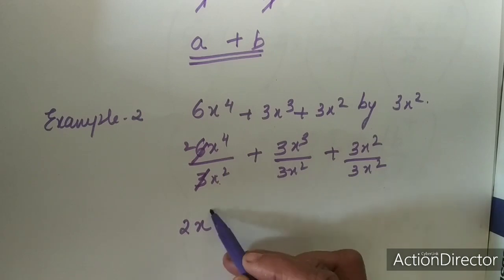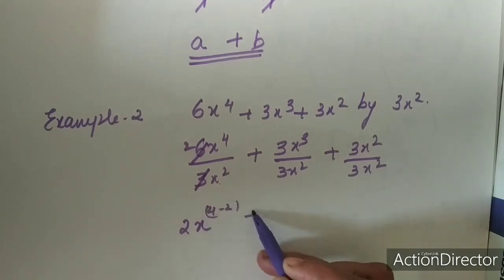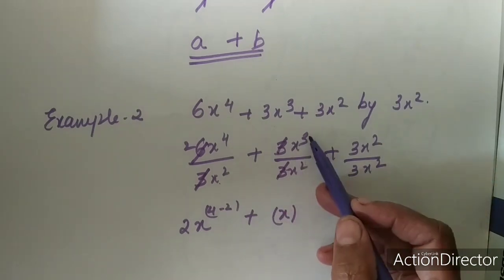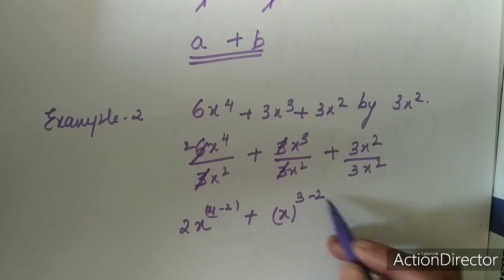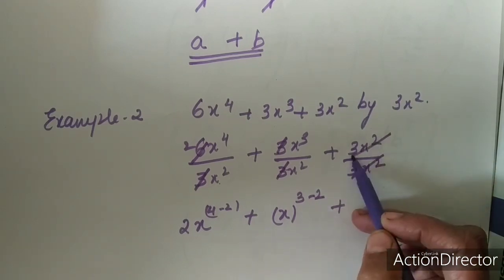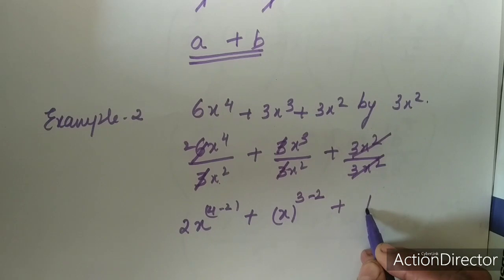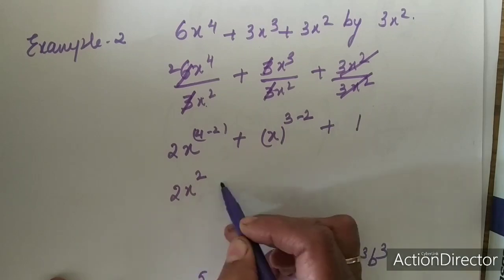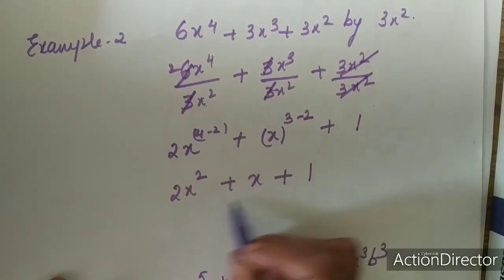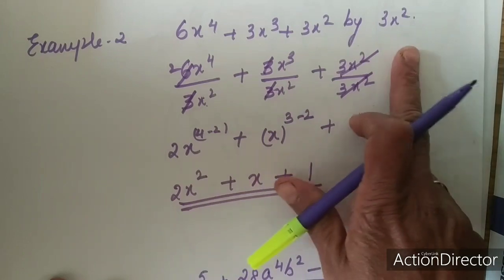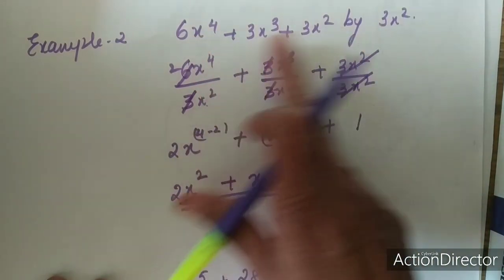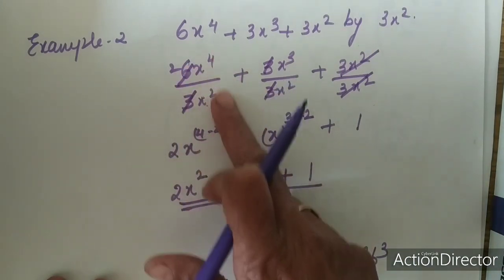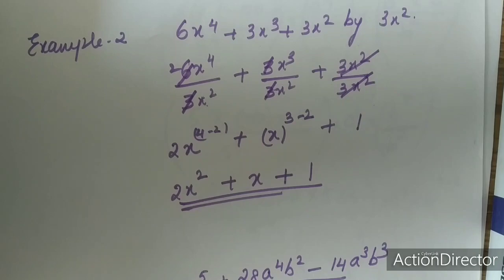I can subtract the powers. 4 minus 2, plus 3 and 3 will get cut. So I can write x raised to the power of, bases are same, I can subtract the powers, 3 minus 2, plus again now you can cut 3x square and 3x square, but don't forget to write 1 over here. So this is equal to 2 into x power 2 plus x plus 1. So whenever you are dividing a polynomial by a monomial, divide it by each term of the polynomial. First you cut the constant, then you apply the powers of exponents to the variables.